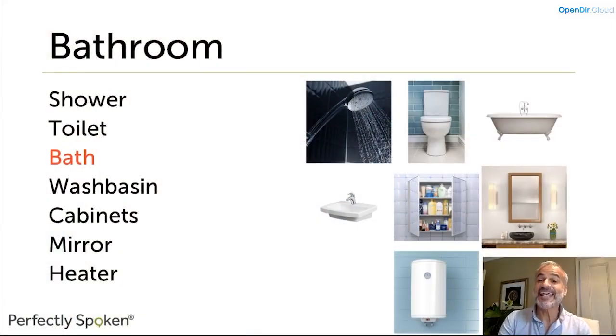Yeah, correct. In the bathroom, there's a shower, there's a toilet, but there isn't a bath. There are cabinets, there's a mirror, and there's a heater. So we've got shower, toilet, bath, wash basin, cabinets, mirror, heater. Again, watch again, listen, test, shower, cabinets, and we'll continue.